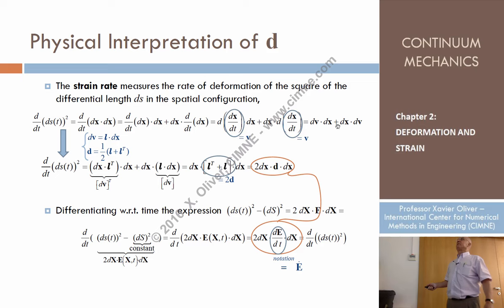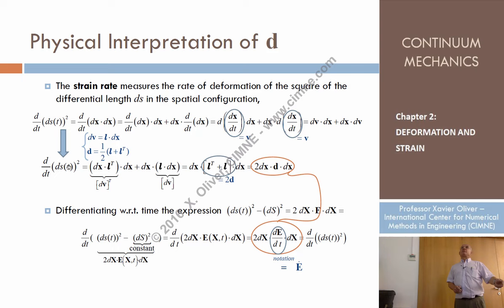So now I replace here the expression we have just obtained. Differential of v, relative velocity, is equal to L times differential of x, relative position. And I consider that D is 1/2 of L plus L transposed. I replace this expression into here. I operate a little bit. I obtain that this original expression is differential of x multiplied by L transpose plus L, times differential of x. This is 2D by this expression. So finally, I obtain this expression.